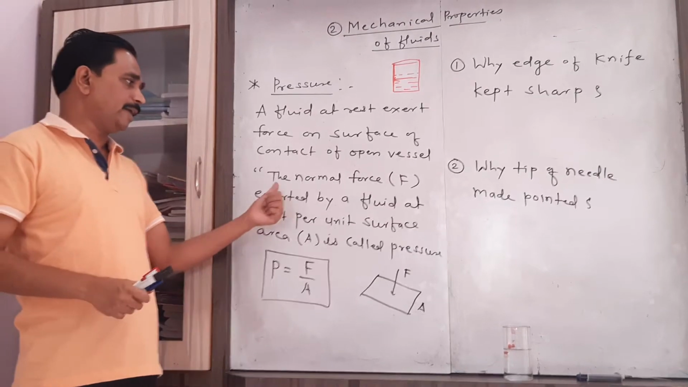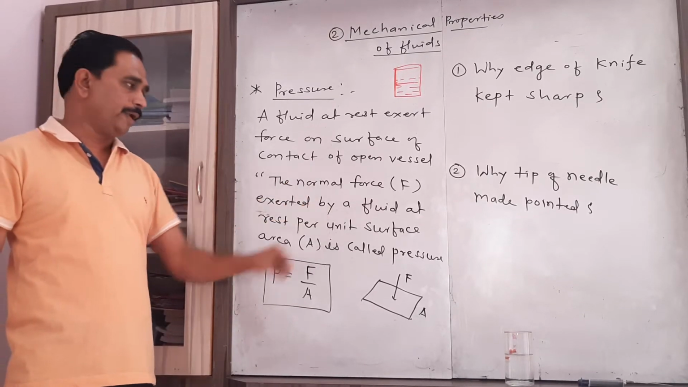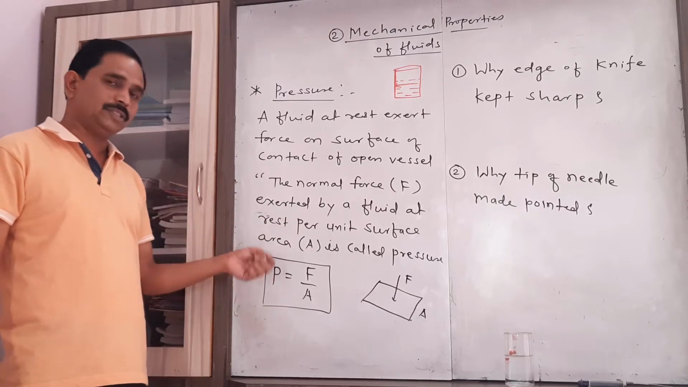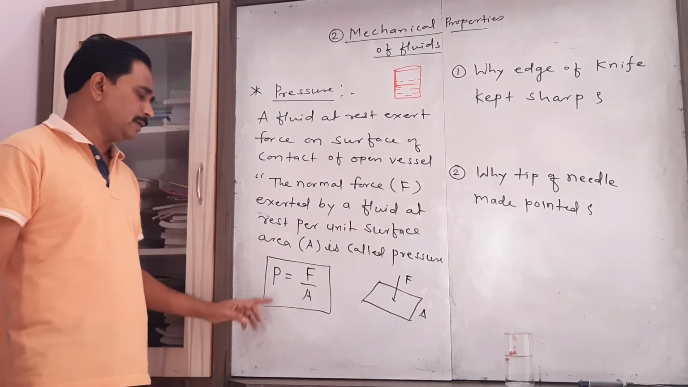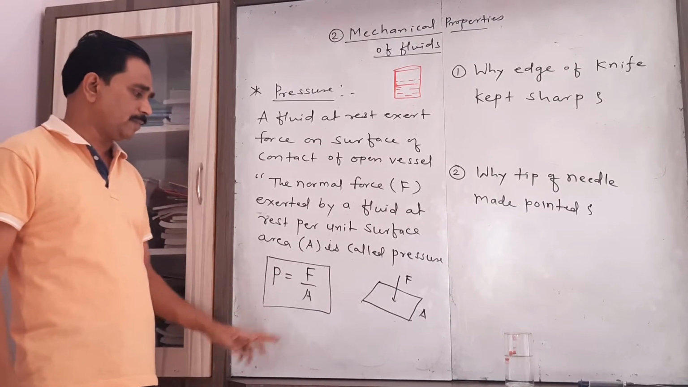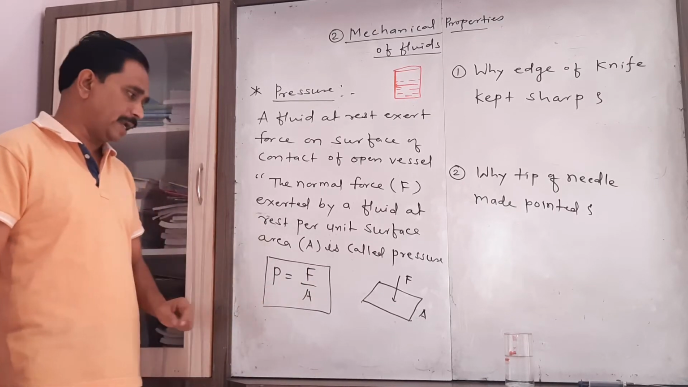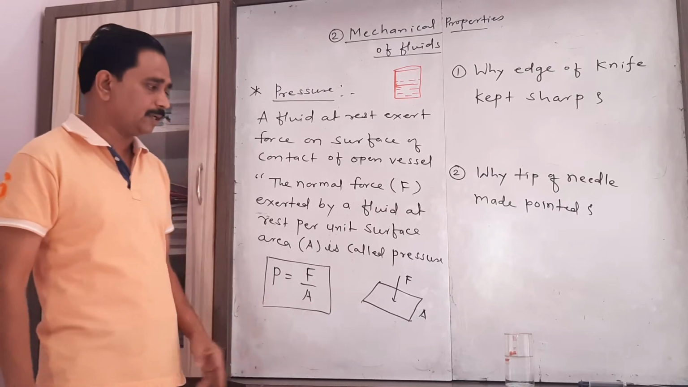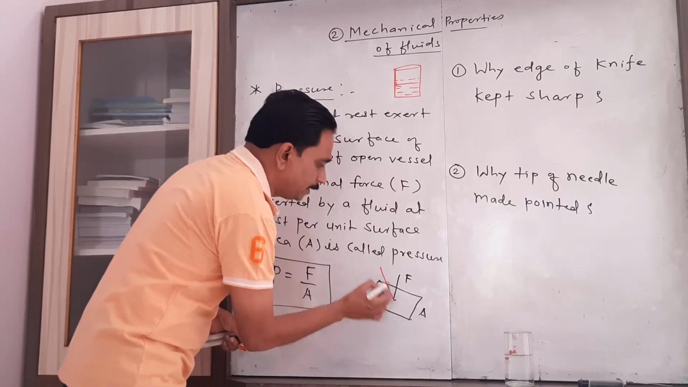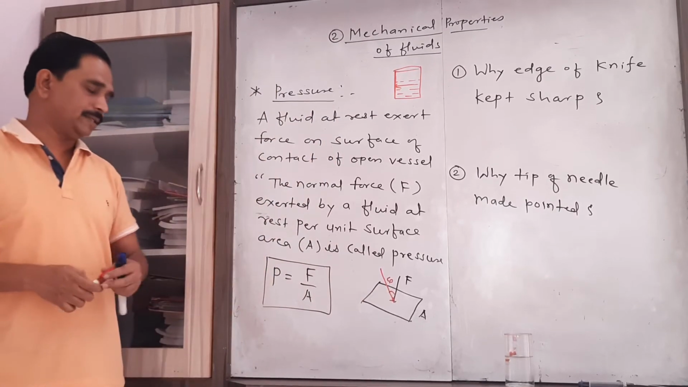So I define here that the normal force exerted by a fluid at rest per unit surface area which is in contact, that is called pressure. Simply keep in mind that pressure is nothing but force acting per unit area. That force must be perpendicular, and if it is not perpendicular to the surface, you have to take the component of force, that is F cos theta, if it makes some angle with the surface.